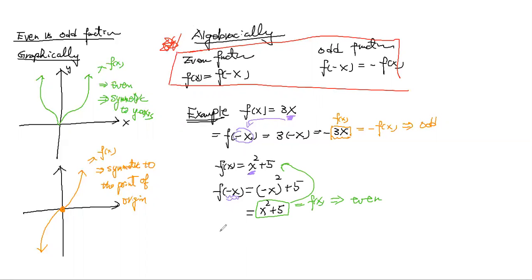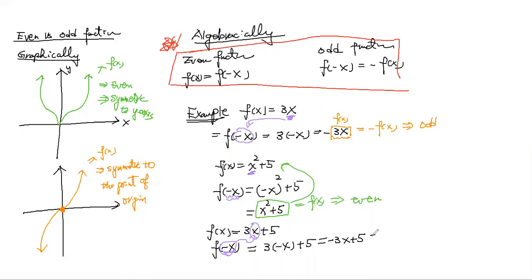Let's take a look again. Let's say 3x plus 5. What is this function? Always start with negative x. Then substitute negative x for whatever your x is. That's always the step. Now here you will have 3 times negative x plus 5, so this is negative 3x plus 5.